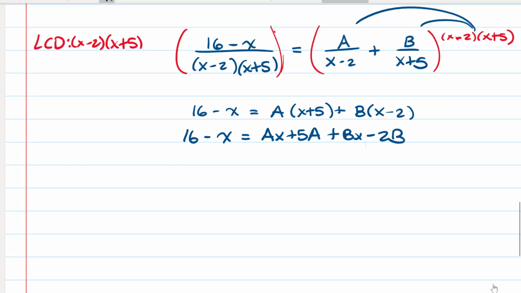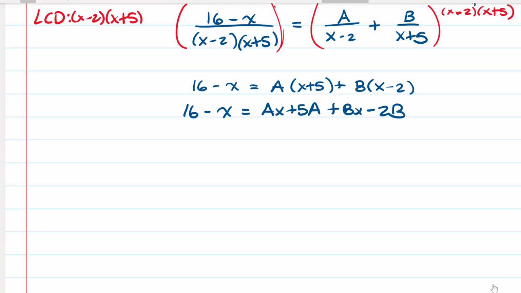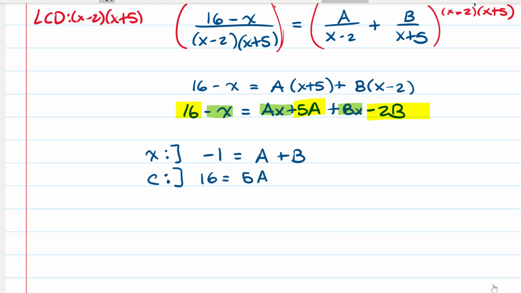Now, instead of writing x variables and the word constants, I just put the letter x and do one of these. This is where I'm talking about my x's. So it's negative 1 equals a plus b. That's because it's the coefficients of the x terms. And then for my constants, I have 16, 5a, and a negative 2b. So 16 equals 5a minus 2b.